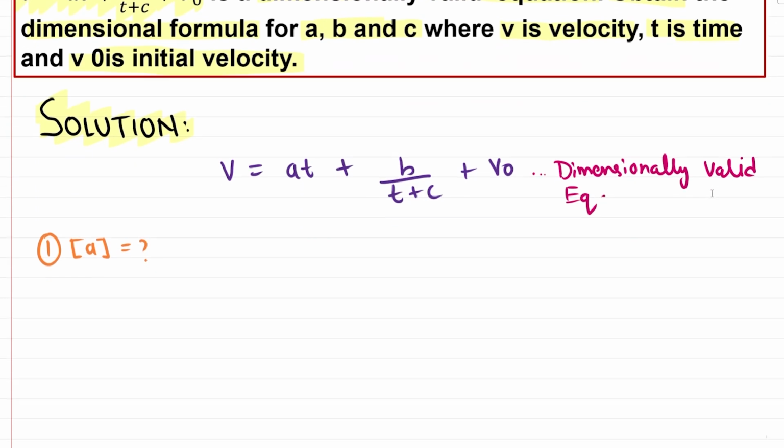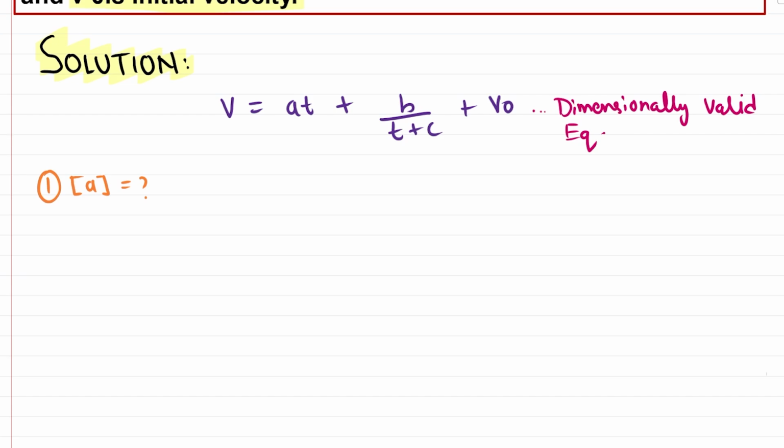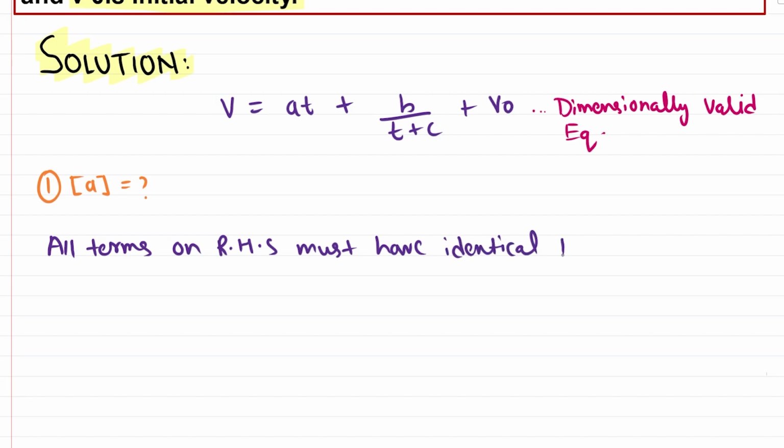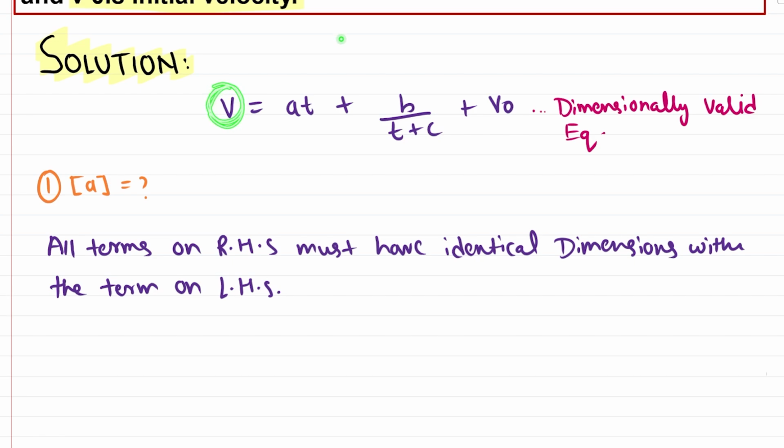So let's get started. So as per the equation, since the equation is a dimensionally valid equation, I can say that all the terms on RHS must have identical dimensions with the term on LHS. So one of the basic principle of dimensional analysis या dimensionally valid equation है कि हमारा जो भी LHS का dimension होता है that is identical to dimensions of all the terms on the RHS.